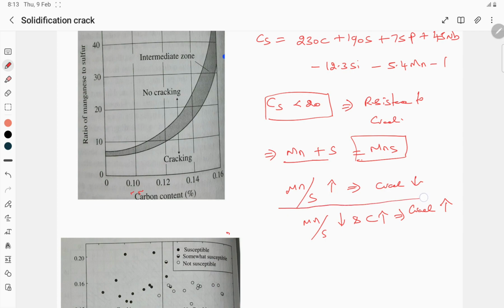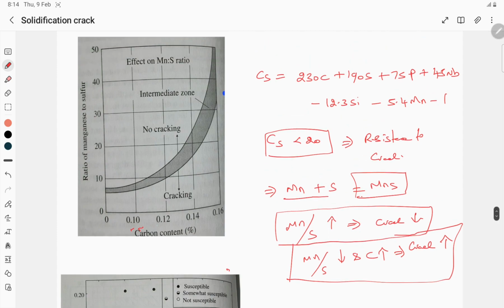Chemical composition plays an important role, since impurity elements such as sulfur and phosphorus exist in a liquid film at the end of solidification, which is the main cause for the formation of solidification cracks. This is what they have mentioned in this picture, the ratio of manganese to sulfur as well as carbon content. So the higher the carbon content, the more the possibility for the formation of cracks.